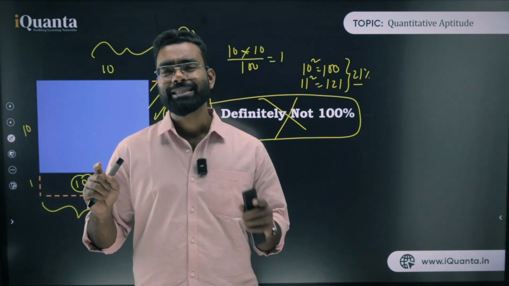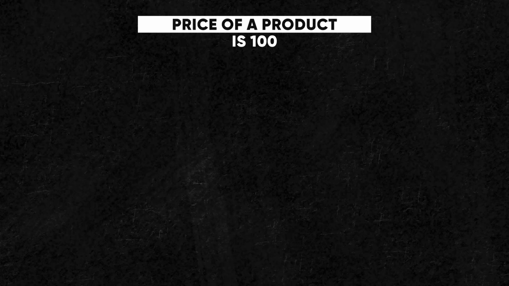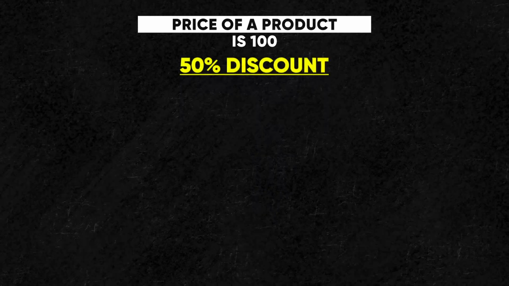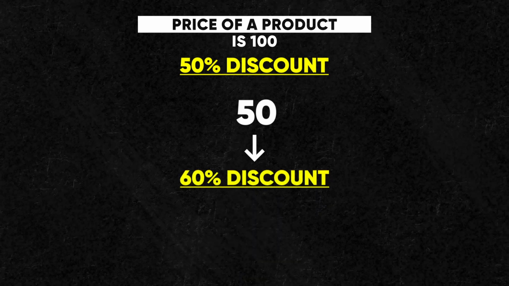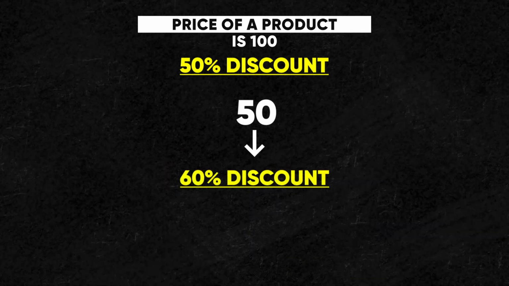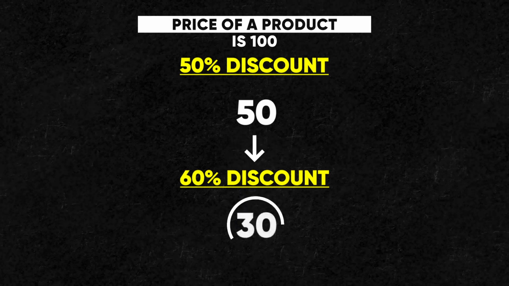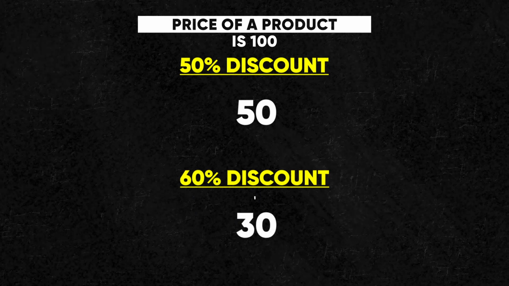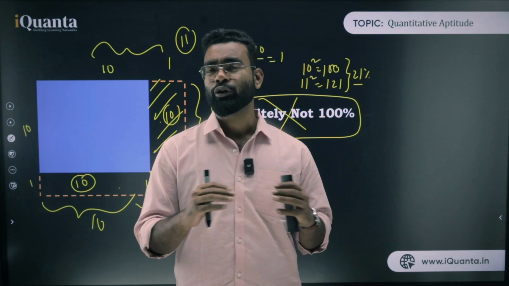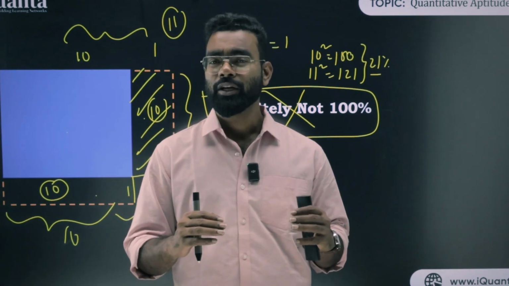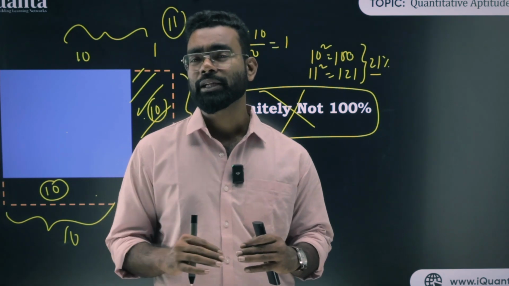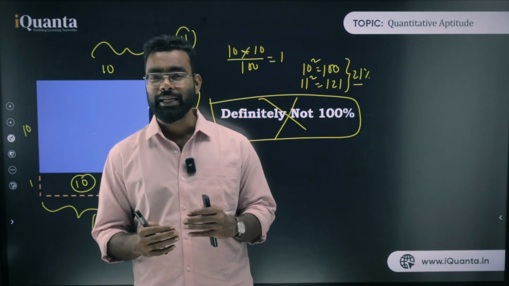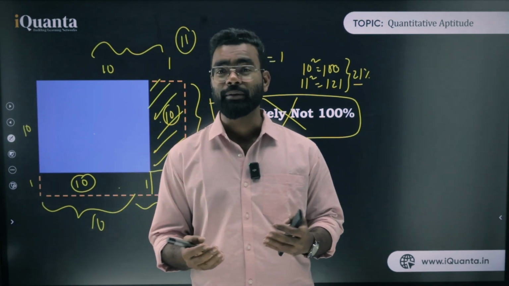So how do you do it? Let's say the price of the product is 100 rupees. The first discount by Amazon is 50%. So 100 minus 50 is how much? 50. Now there is a 60% discount on this 50. So what is 60% of 50? That is 60 upon 100 into 50, which is nothing but 30. So the final price is 50 minus 30, that is 20. So initially the price of the product was 100, now it is 20. So what is your overall discount? That is 80%.